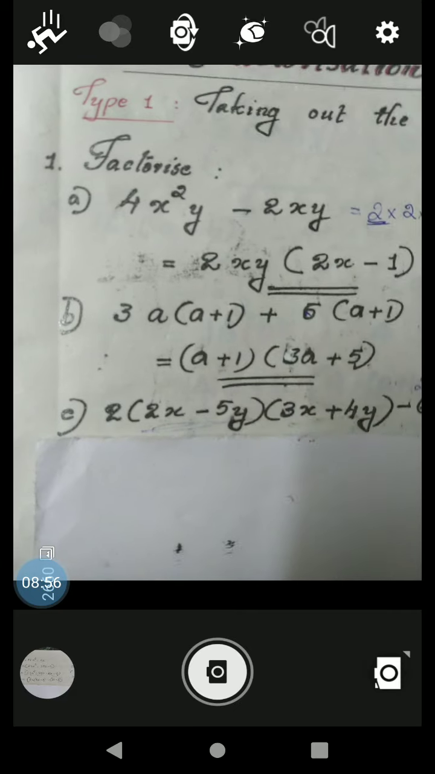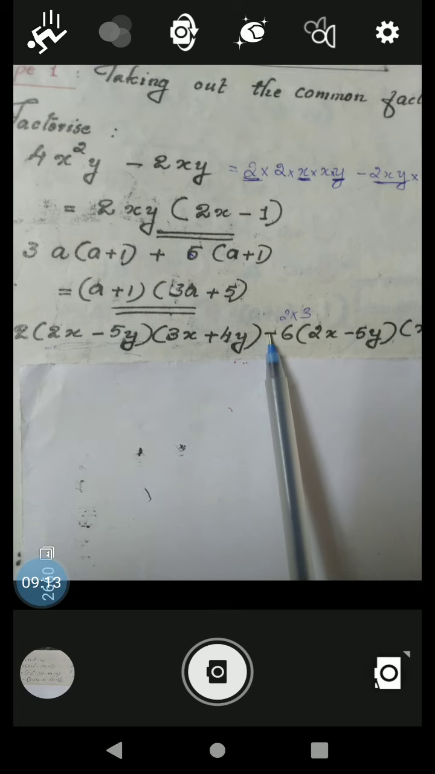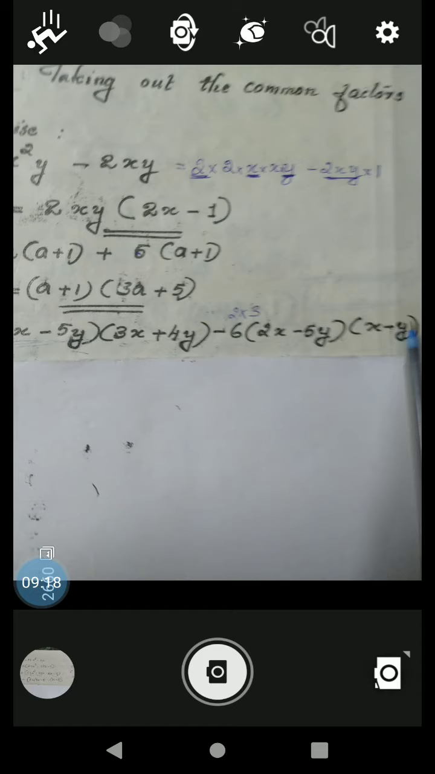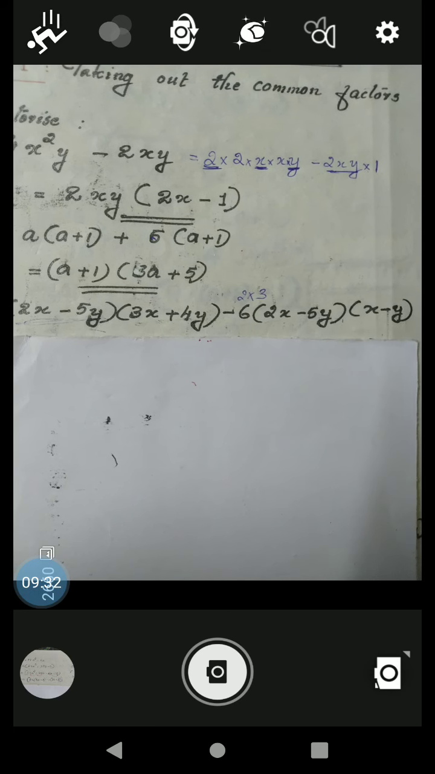Okay. Now, in exercise 5a, first question. You can write this long expression. Only two terms you can see. Terms are separated by plus or minus sign. So you can see one expression here together. This is another expression. I'll read the question: 2 into (2x minus 5y) into (3x plus 4y) minus 6 into (2x minus 5y) into (x minus y).